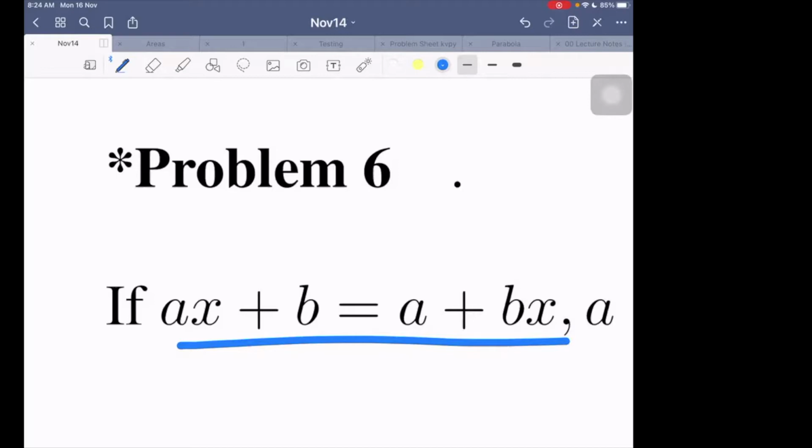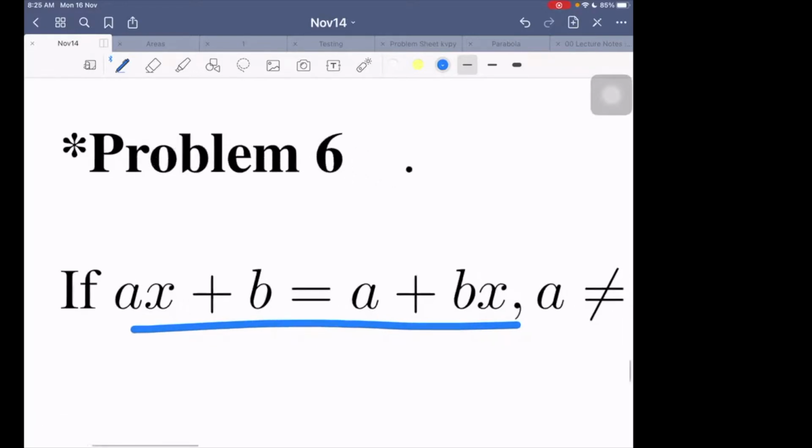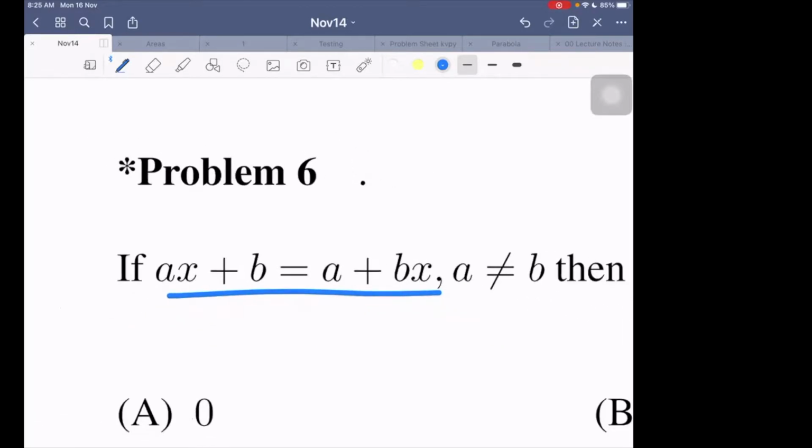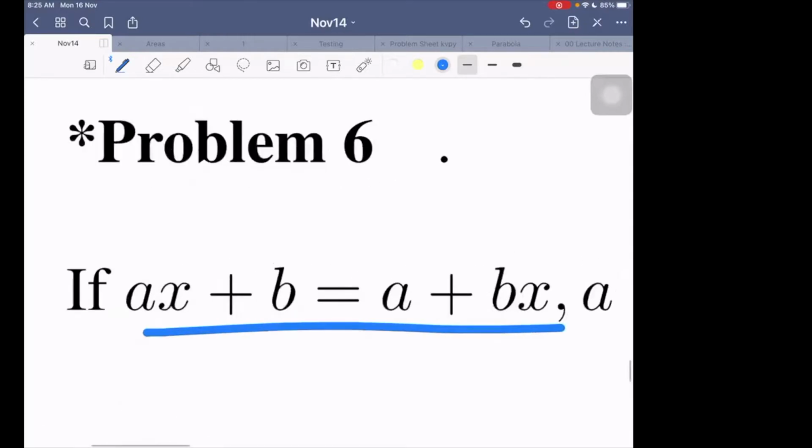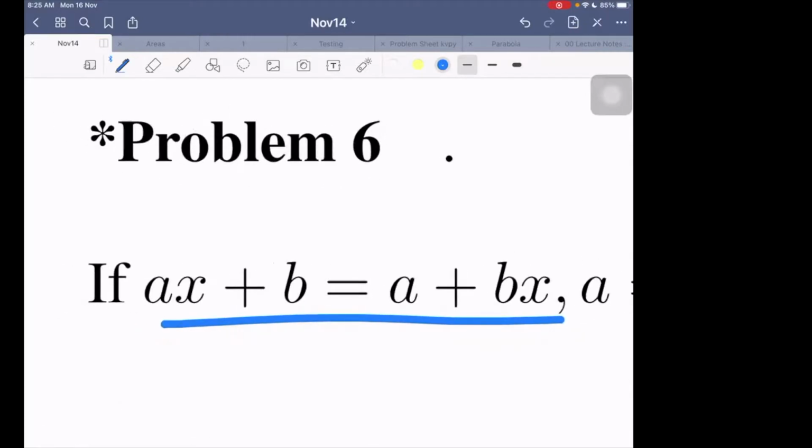No, see, you can't set your own restrictions on parameters. You are trying to find the value of x. X is your variable. As I said, a and b are like constants.